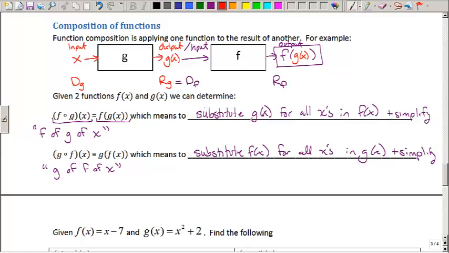Notice that in each of these cases, we are looking at the inside function first. You take the inside function and substitute it into the outside function, which makes sense because in PEMDAS we work inside to out with our parentheses.